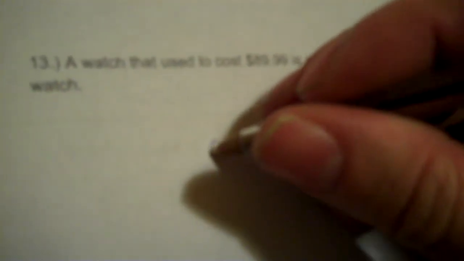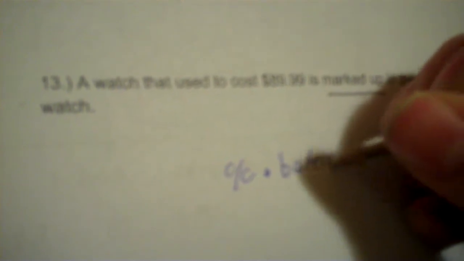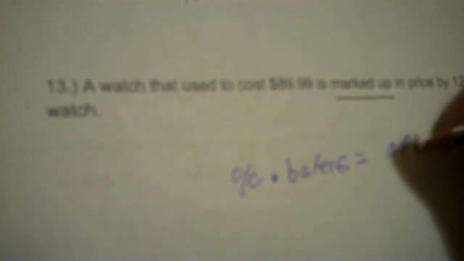It's not a percent of, so use that formula: percent multiplied by before equals after. So my percent, I take 100% and add 12%. That's 112%. Move the decimal twice to the left, and the percentage is 1.12. Now, it says find the new price, so new and after mean the same thing. So the after is my x.